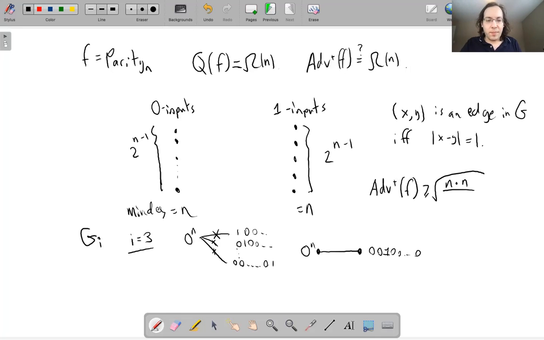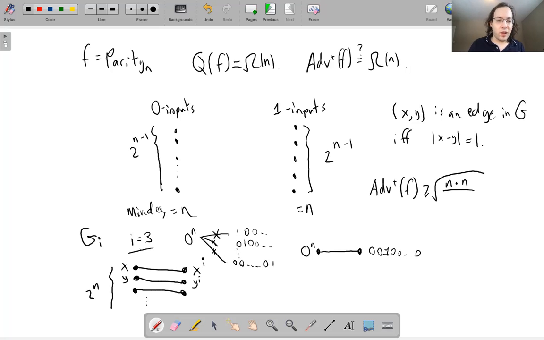So basically, I'm claiming G_i looks like this. G_i looks like a matching basically, where here you have all the 0 inputs, and here you have, so if you have 0 input x here, then here you would have x^i, where I'm using x^i to mean flip bit i of x. Okay, and now if it's y here, then you would have y^i. You would flip bit i of y. So you'd have a matching like this with 2^(n-1) on each side. And so the degree of everything on the left and everything on the right is 1.